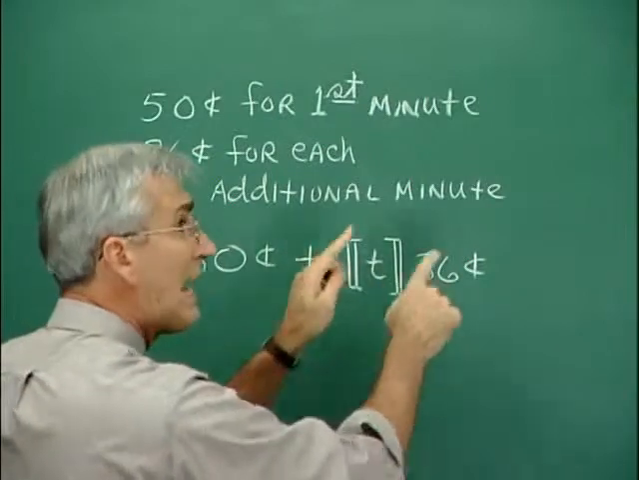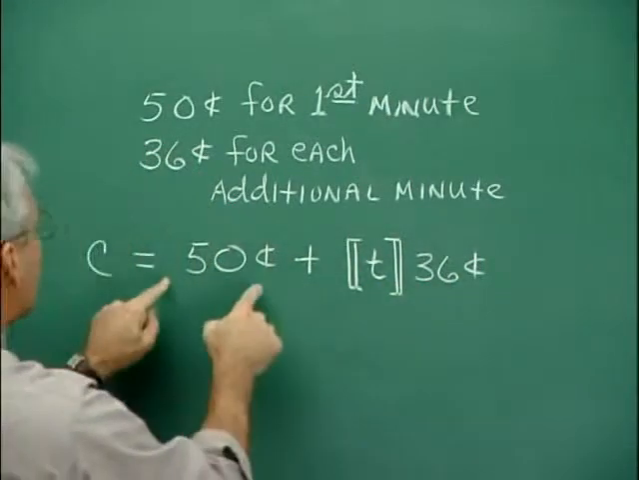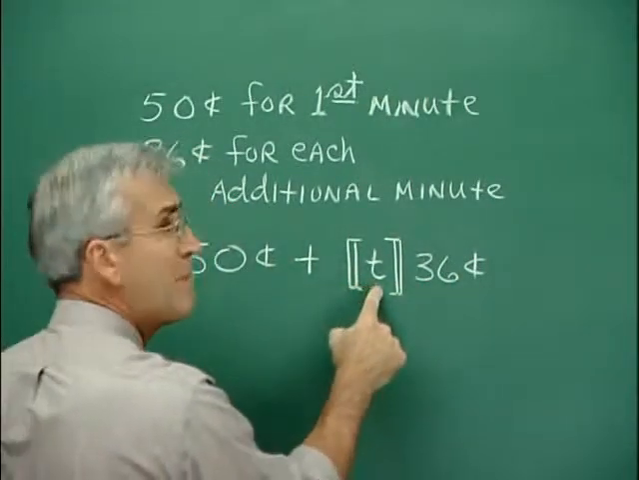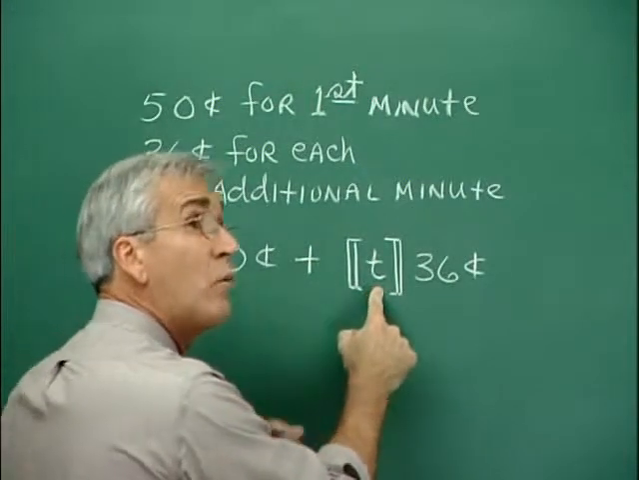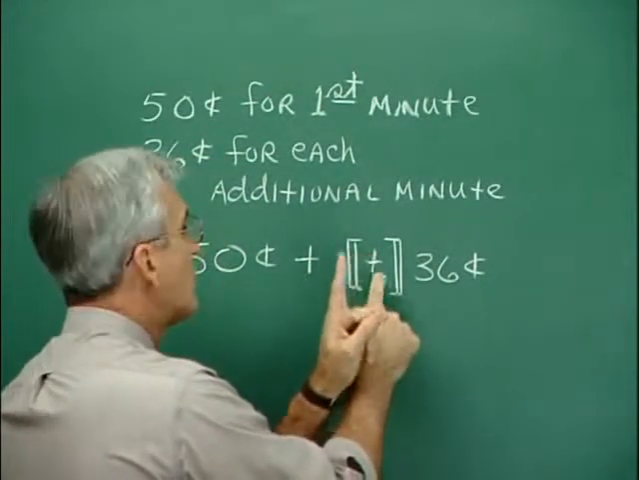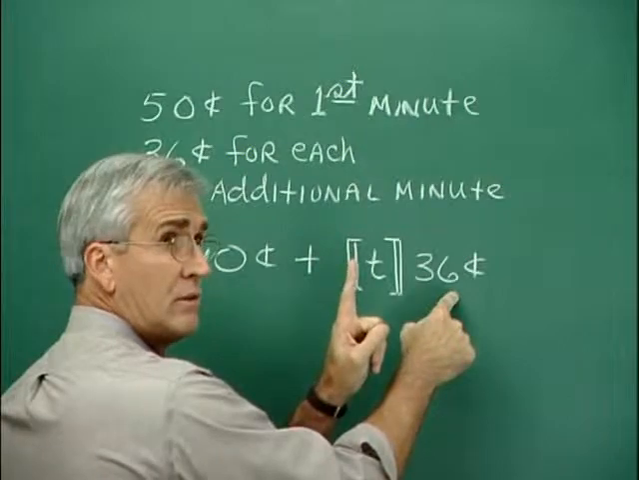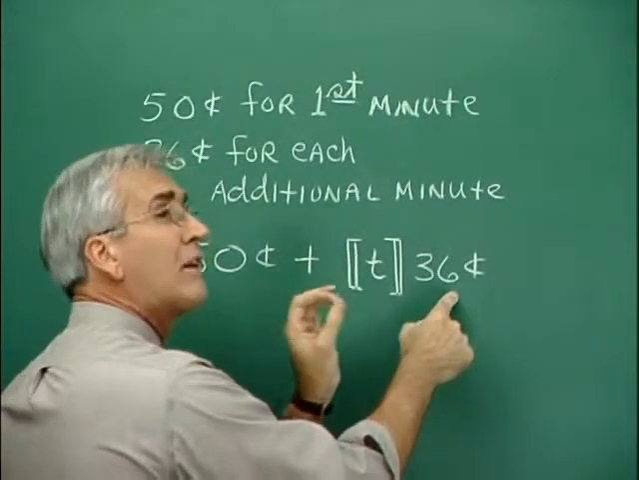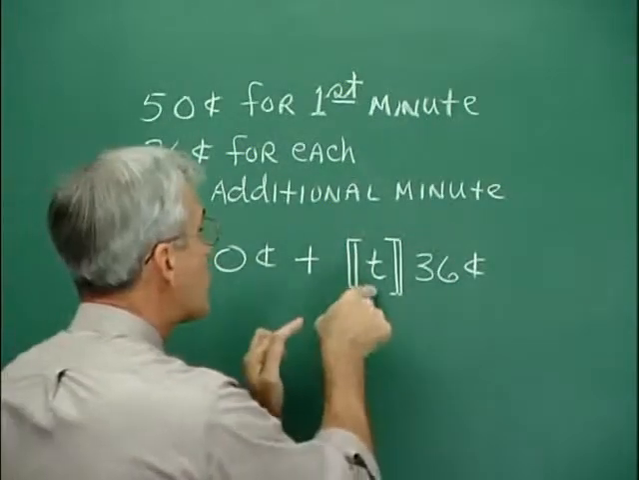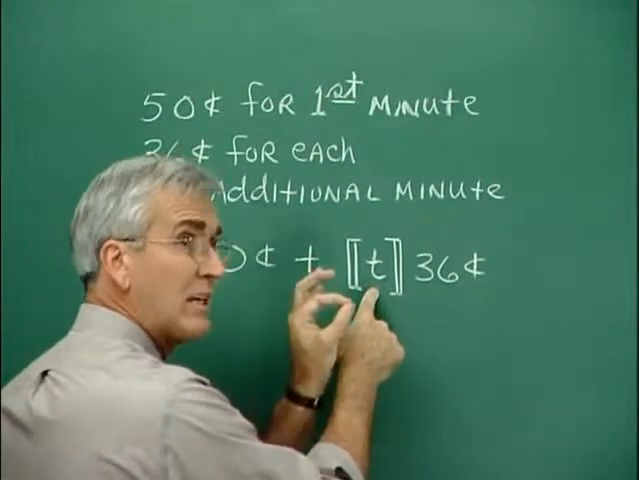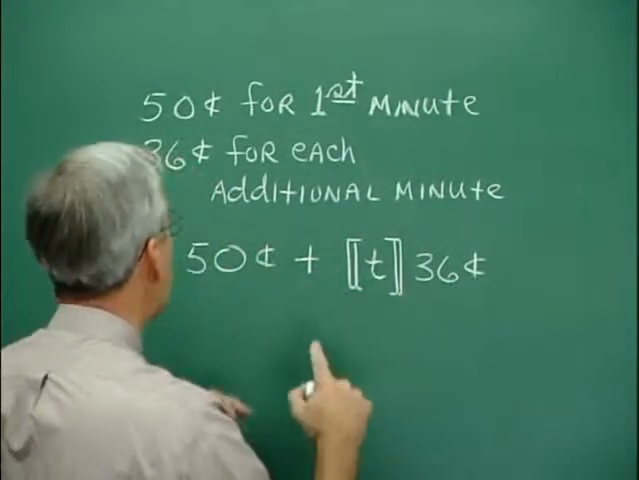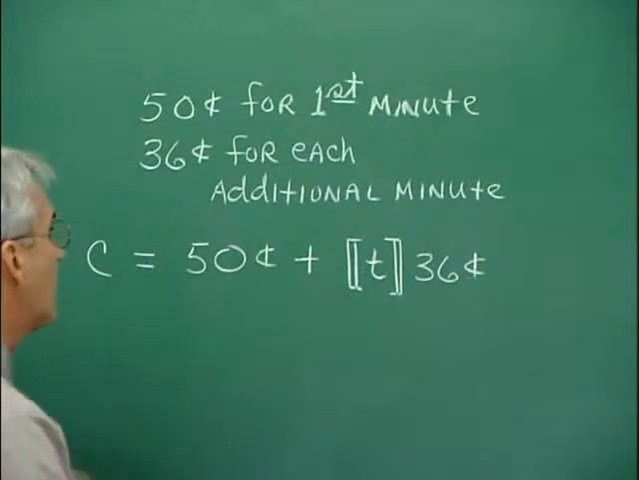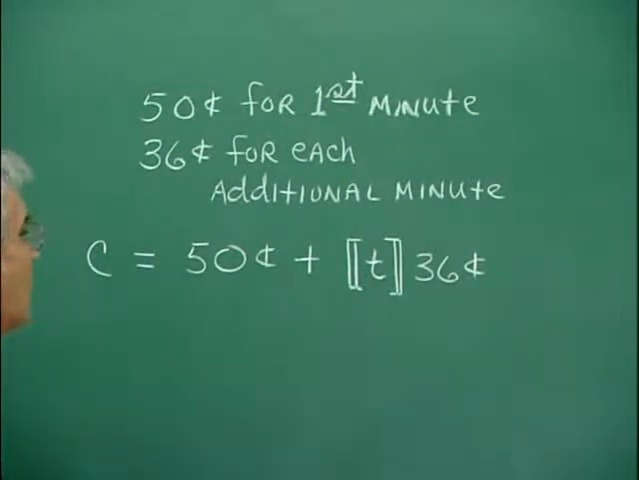But like for 1.5 minutes, you've got 50 cents plus, let's see, 1.5 minutes right here. The greatest integer in 1.5 minutes is 1. So it's 1 times 36. You see, even though you're talking for only 1 minute and 30 seconds, you're charged for that as a whole minute. You see that additional minute. Anyway, that's the function associated with a telephone bill such as this. Kind of an interesting and weird situation.